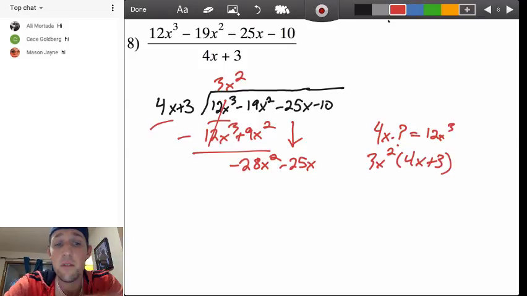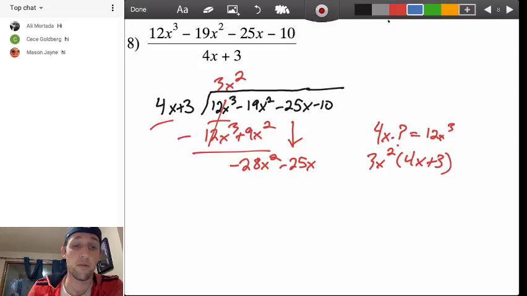Once you've got that first cycle down, to me the process just repeats. You have to understand a little bit how it repeats, but really it's doing the exact same thing over and over again. So I can pick up the pace a little bit here, hopefully. Basically now you're working with 4x and negative 28x squared. So now you're doing 4x times what gets you negative 28x squared.